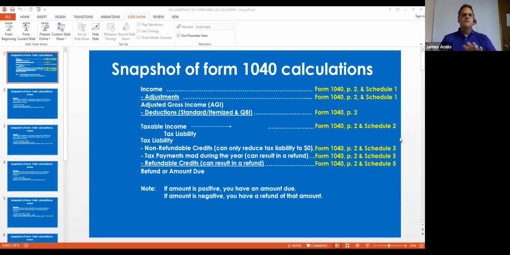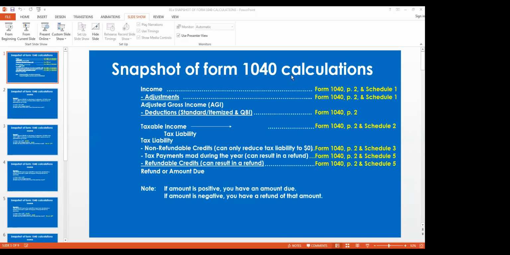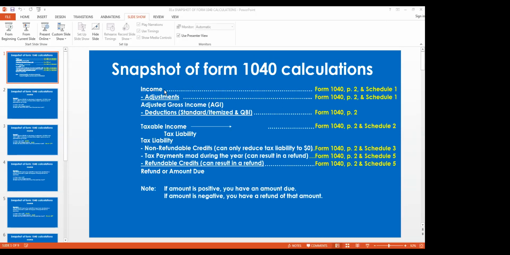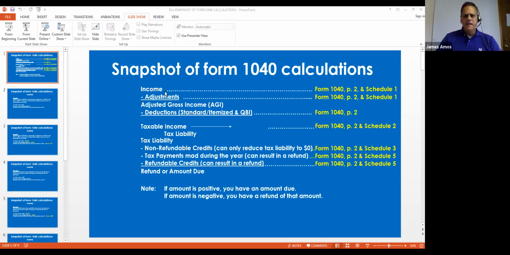But sometimes if you set the form aside and just look at what the form is doing, it starts making more sense. That's what I want to do here: talk about one line at a time, and walk you through this so that you can see what each piece of the 1040 is doing. So this is just a snapshot of how the 1040 calculates. First of all, on the Form 1040, you start with income. And then there's a thing called adjustments.